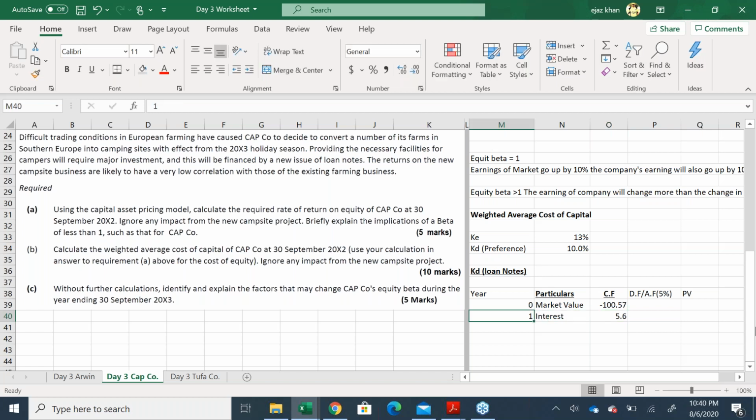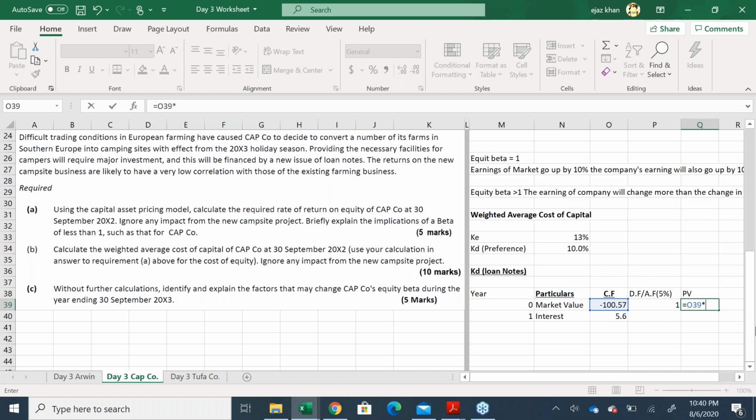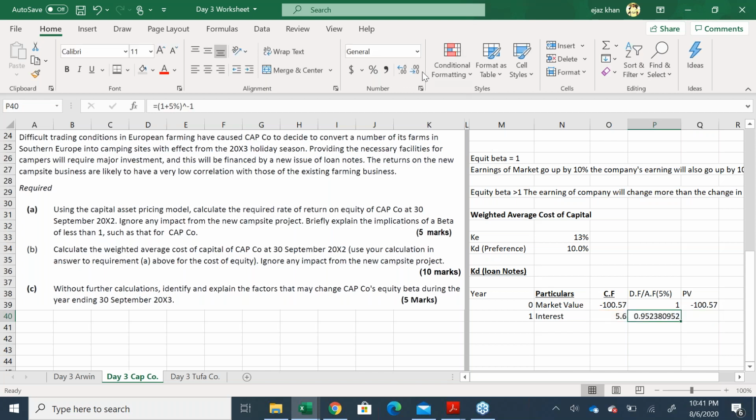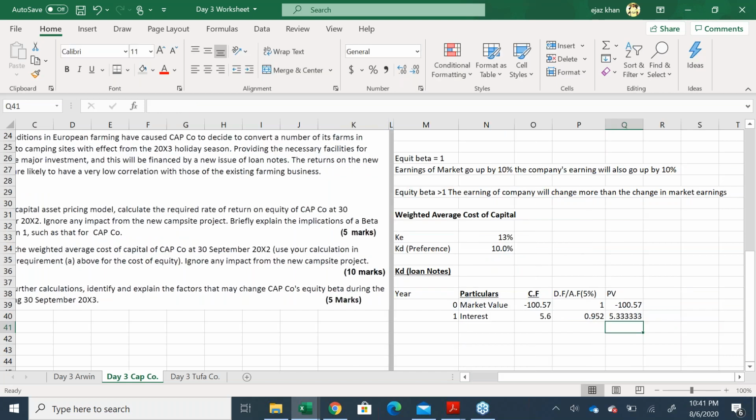So we assume that we will be paying this interest in year 1. Now the discount factor will be 1. And the discount factor for 5% will be 1 plus 5% raised to the power minus 1. So 5.33. So the total present value will be 95.237. That's your NPV.